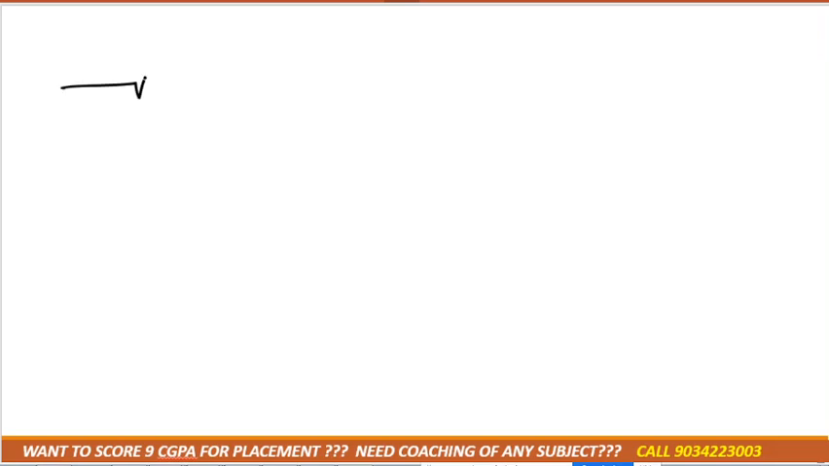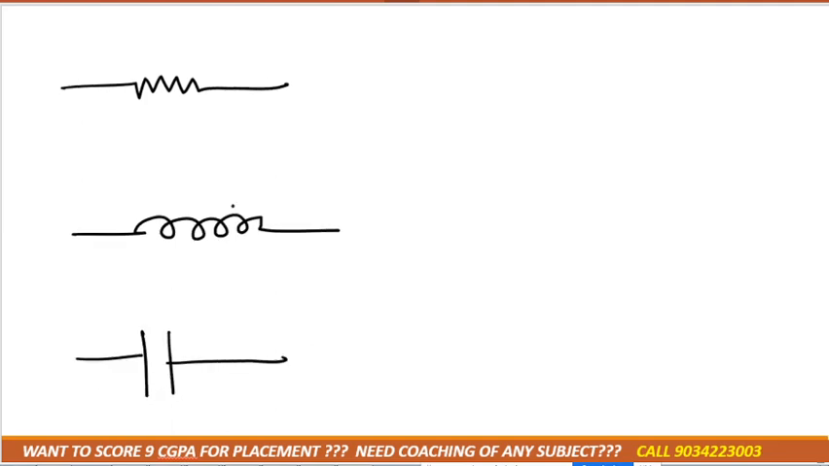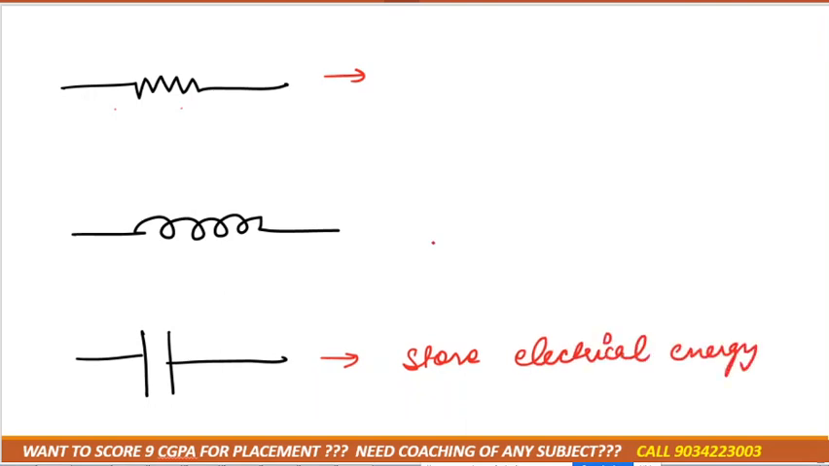Three types of load: one is the resistive load, another is the inductive load, and another is the capacitive load. Okay, resistance is used to oppose the flow of current, correct? An inductor is used to oppose the change of flow of current, and a capacitor is used to store electrical energy. Basically, a capacitor stores electrical energy and an inductor stores magnetic energy, right?